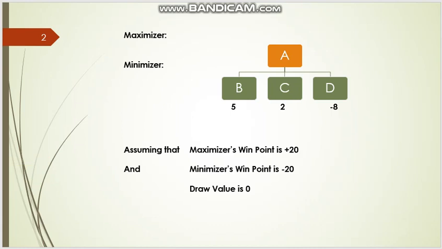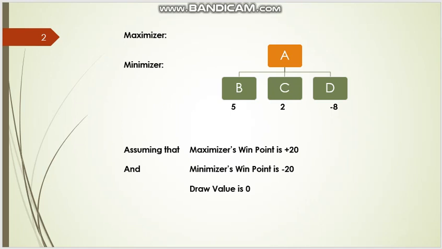So in this slide you can see an example where there is one tree and there are two levels, level 1 and level 2. In level 2 the game points are given. The game rules are given, assuming that the maximizer's win point is plus 20, so the minimizer's lose point is plus 20, and the minimizer's win point is minus 20. That means the maximizer's losing point is minus 20, and the draw value is 0. So if 0 comes, then the game will be taken as a draw.